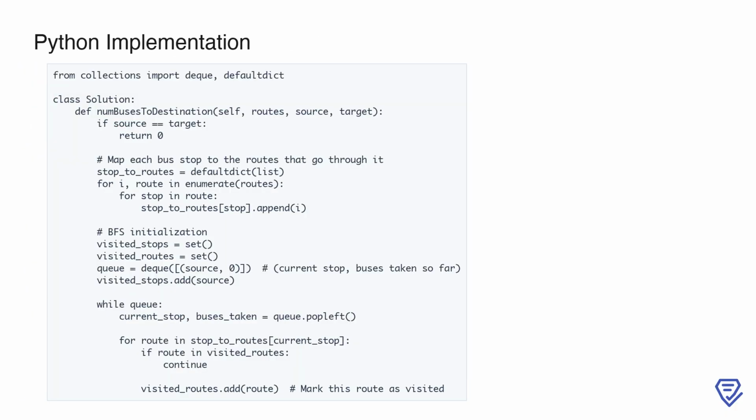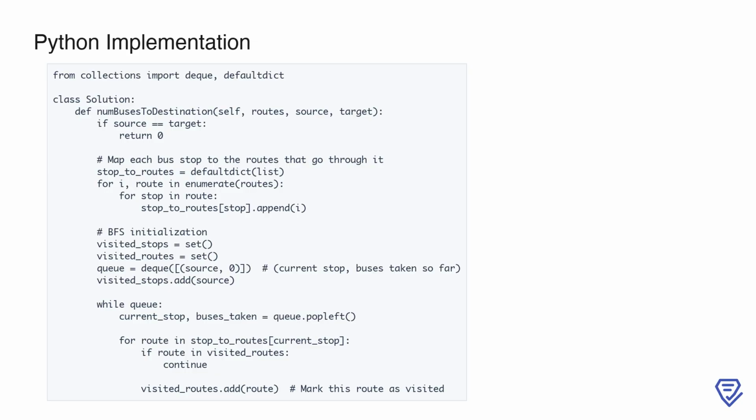Here, we begin the Python implementation by importing the necessary modules: deque from collections for our queue, and defaultdict to create a mapping of stops to routes. Inside the Solution class, we define the numBusesToDestination function, which takes three parameters: routes, source, and target. The first condition checks if the source and target stops are the same. If they are, no buses are needed, so we return 0 immediately.